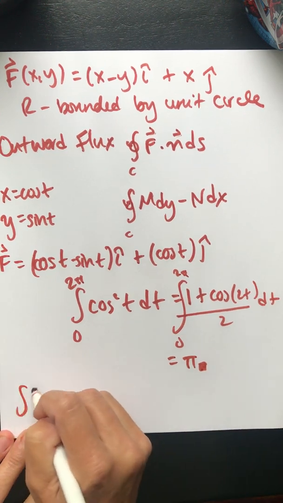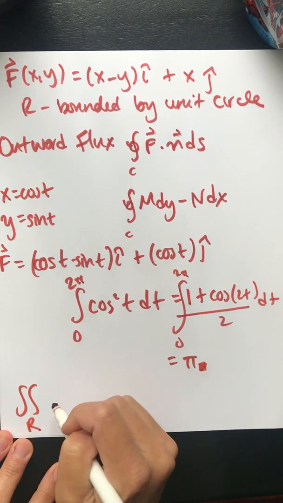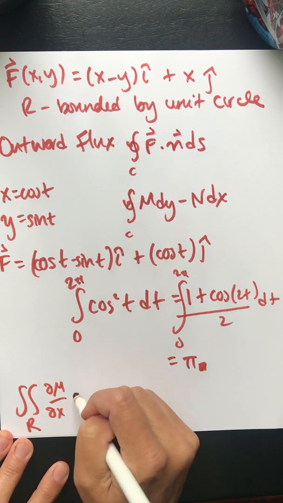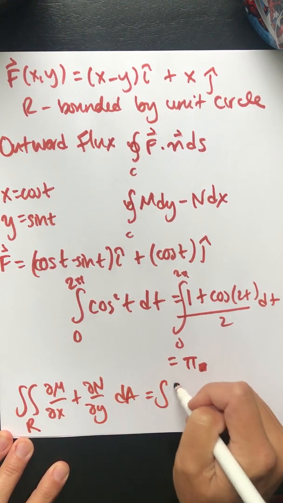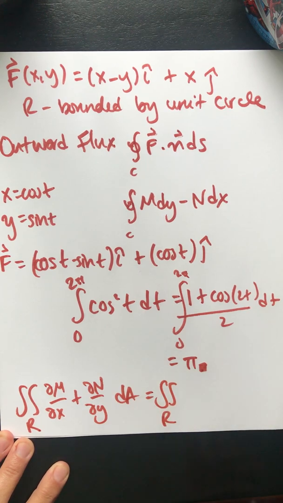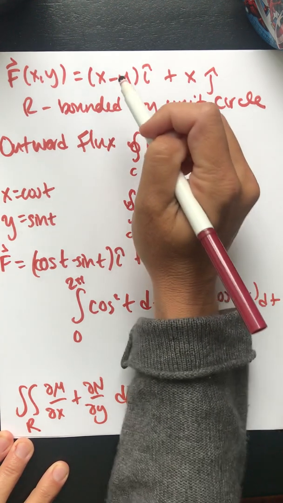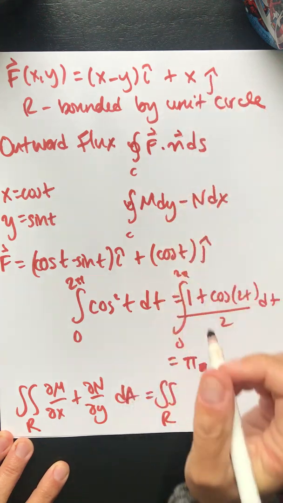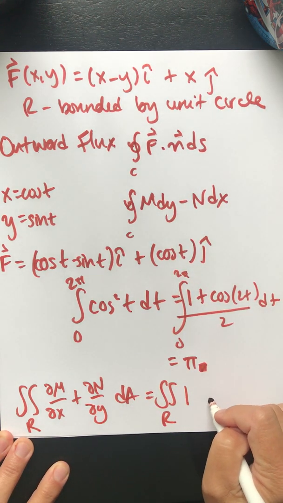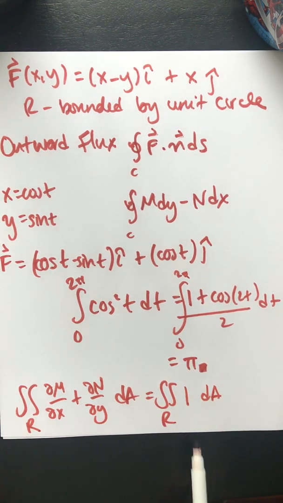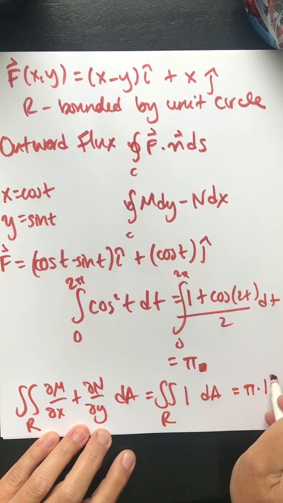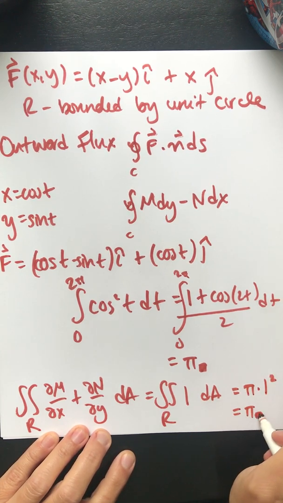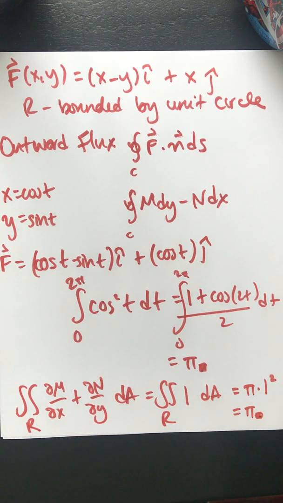We could also take the double integral over the region of the partial of m with respect to x plus the partial of n with respect to y, which turns into the double integral over the region of 1 plus 0. So that's 1 dA. Because this is 1, this is just the area of our unit circle, which is pi times 1 squared, which is pi. So we get the exact same answer.